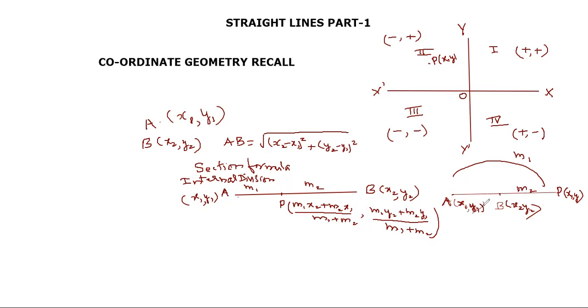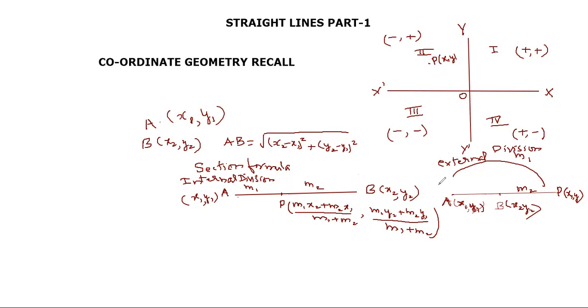Now similarly we have the coordinates of this point which divides the line AB externally. So it is called external division. It divides externally, meaning the point lies outside the line.